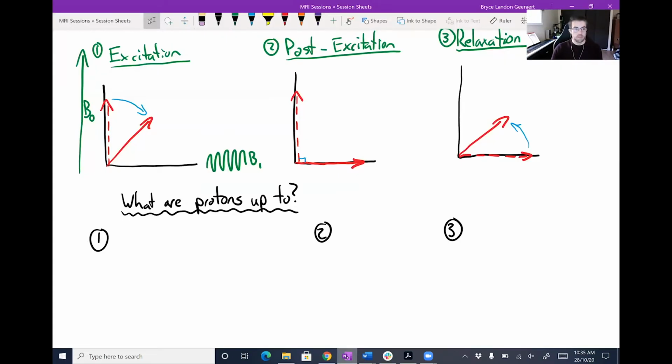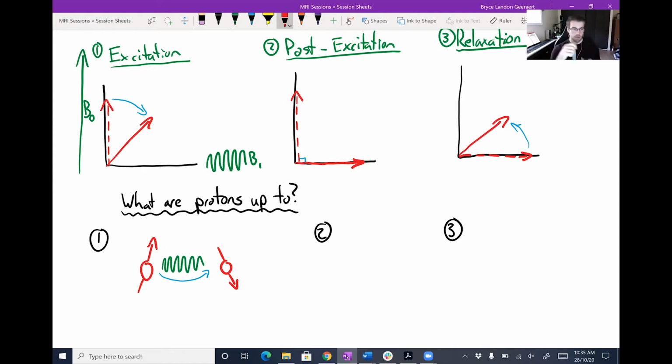In that context, during time 1, we've got this surplus of protons that are aligned parallel, bringing about our NMV. And during excitation, these protons that are aligned upwards are actually absorbing energy from our B1 magnetic field. Because they've absorbed energy, they're entering a higher energy state. That is the downwards orientation, right? So we have protons that are actually flipping orientations, moving from the parallel state into the anti-parallel state.